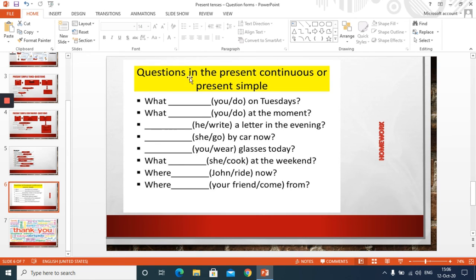Last exercise for today is for your homework. Your task is to write questions in present continuous or present simple. Please pay attention to time clauses referring to present continuous or present simple.